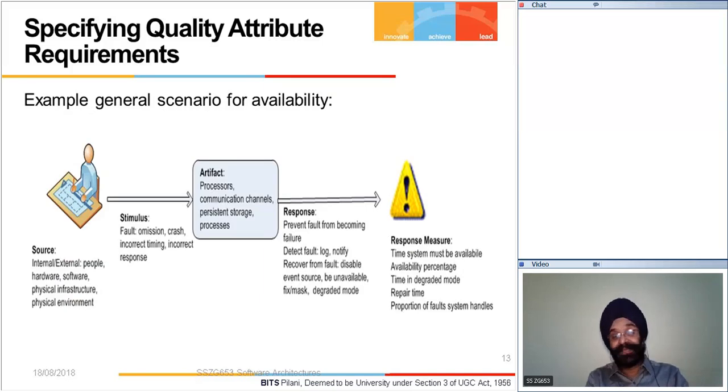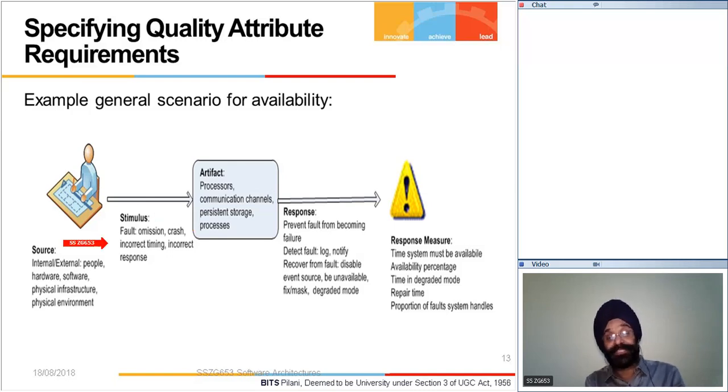This is what it looks like. I think by now you've already got a picture in your mind based on the verbal communication we've been having. You have an artifact, which could be a processor, a communication channel, storage device, whatever. Many of them are hardware units. So you may say, then why do we call it software architecture? Well, many of these have got software on it, and most of the response measure will be taken care of by appropriate use of software.